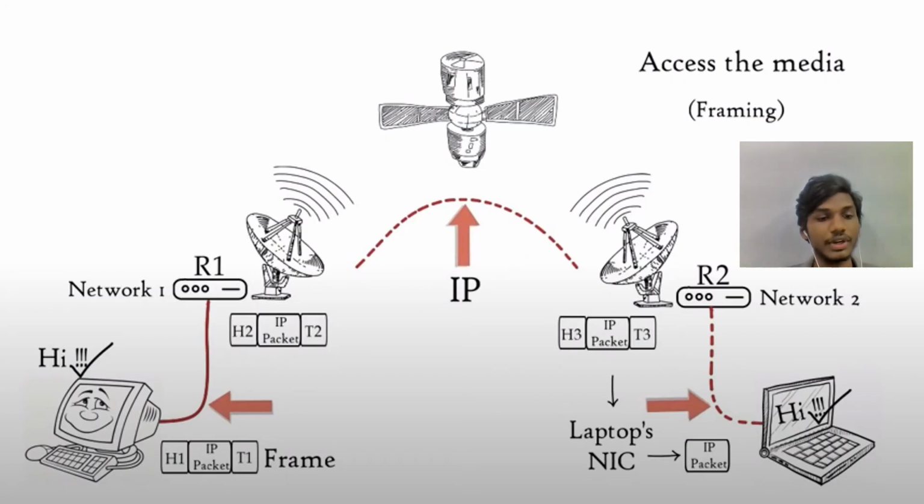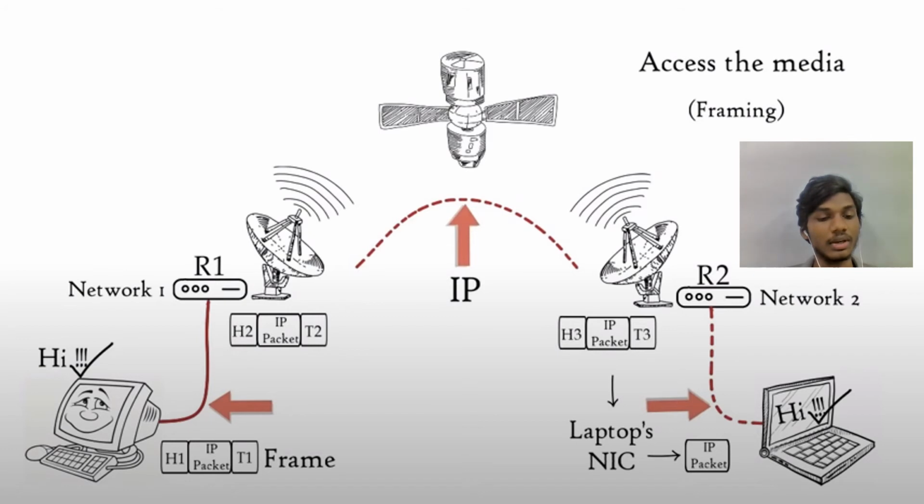Let's say there are two different hosts, one is a desktop and another one is a laptop. Both of them are connected to different networks. The desktop is connected to router R1 via Ethernet cable and the laptop is connected to R2 via wireless links. Both the routers R1 and R2 are connected via satellite links. Here the desktop wants to send some data to the laptop. The desktop is the source and the laptop is the destination.